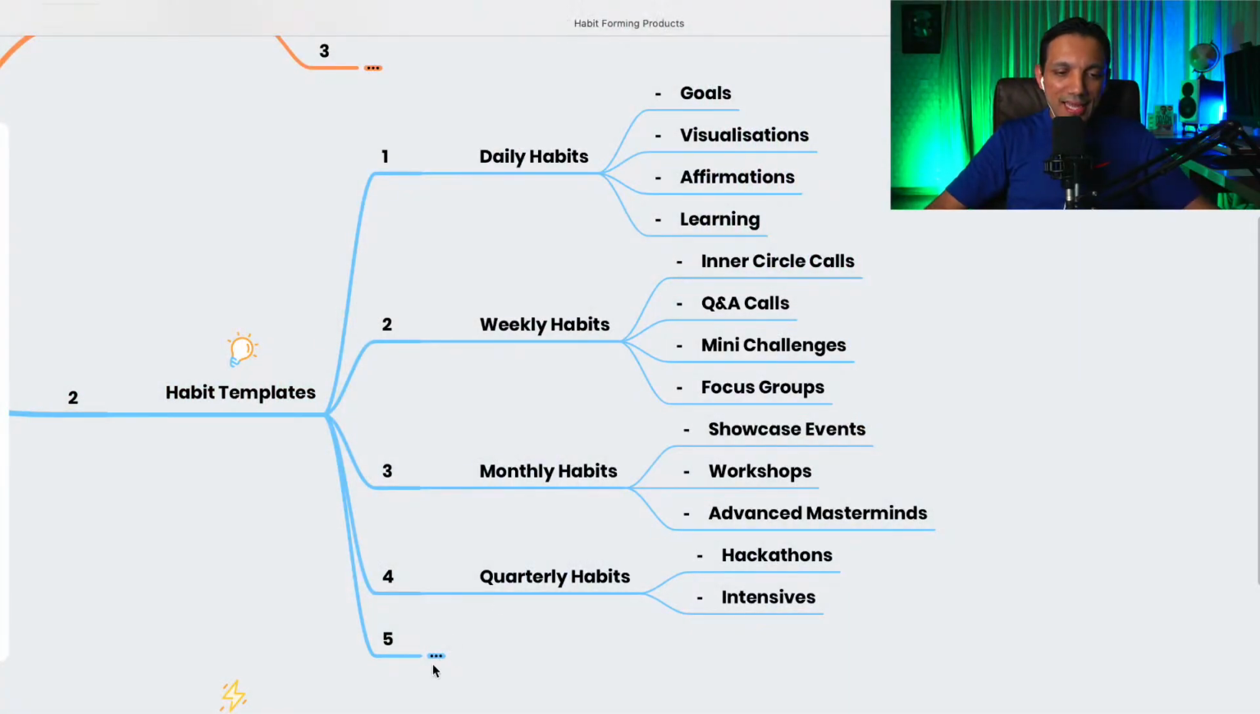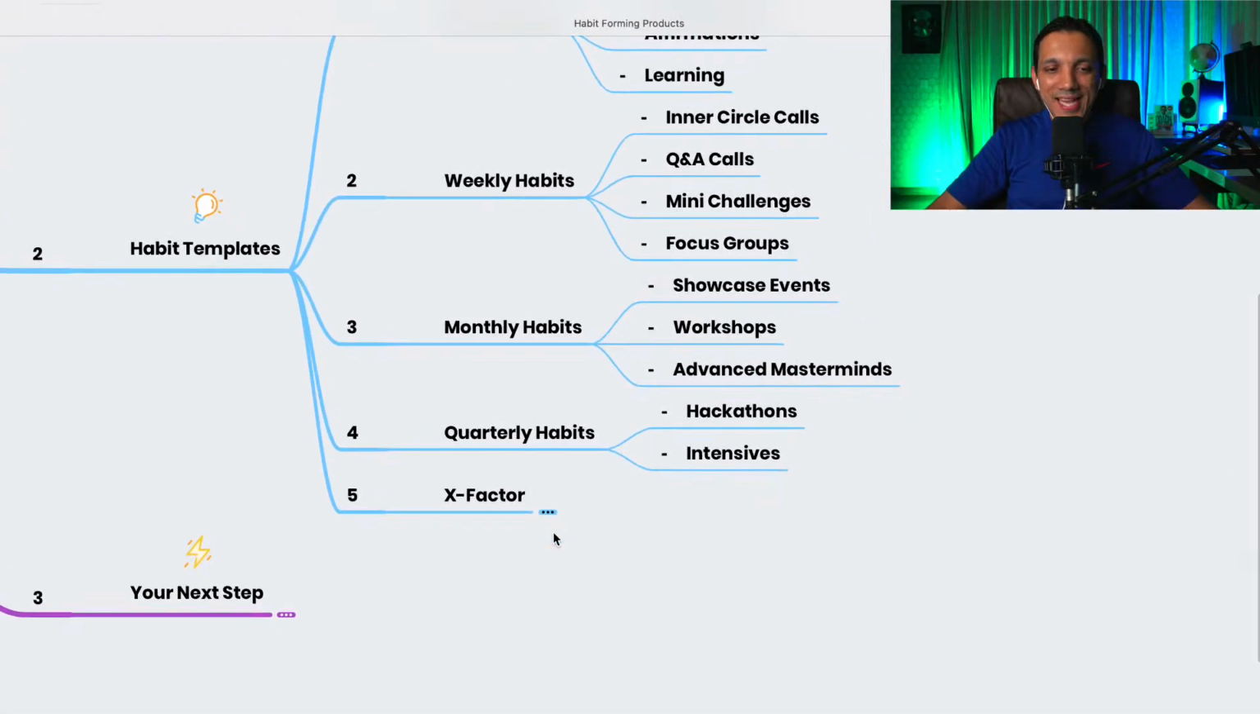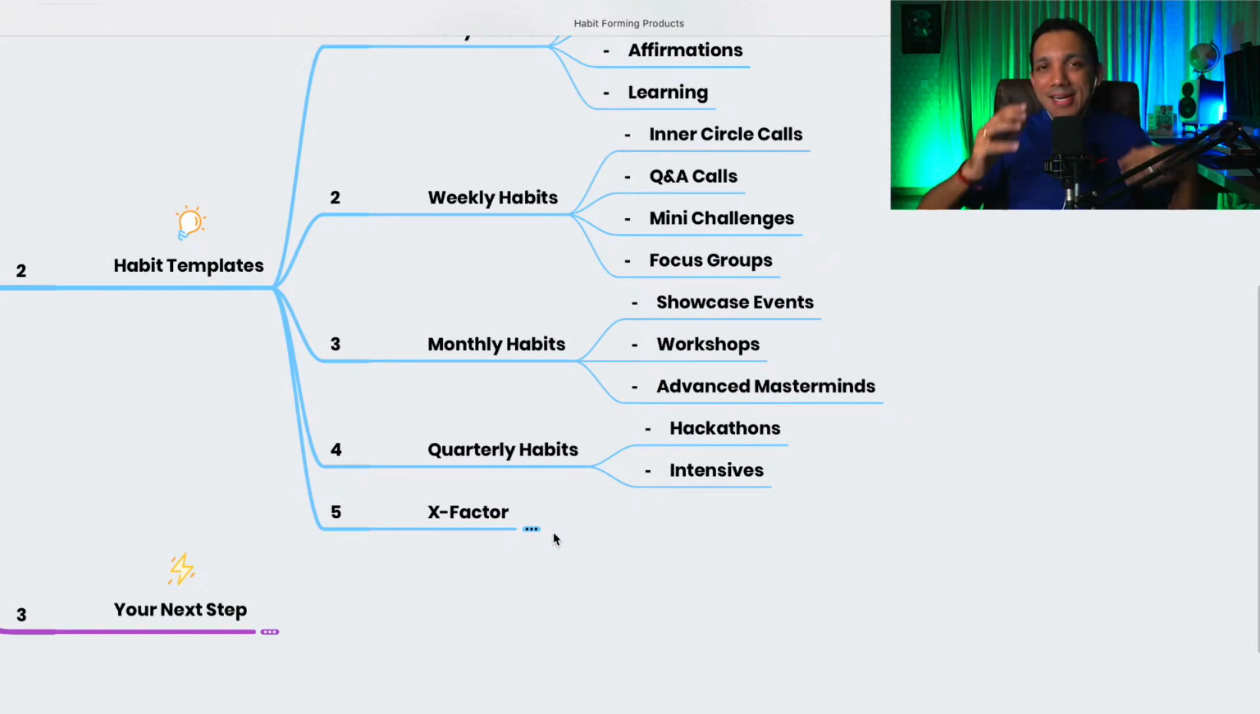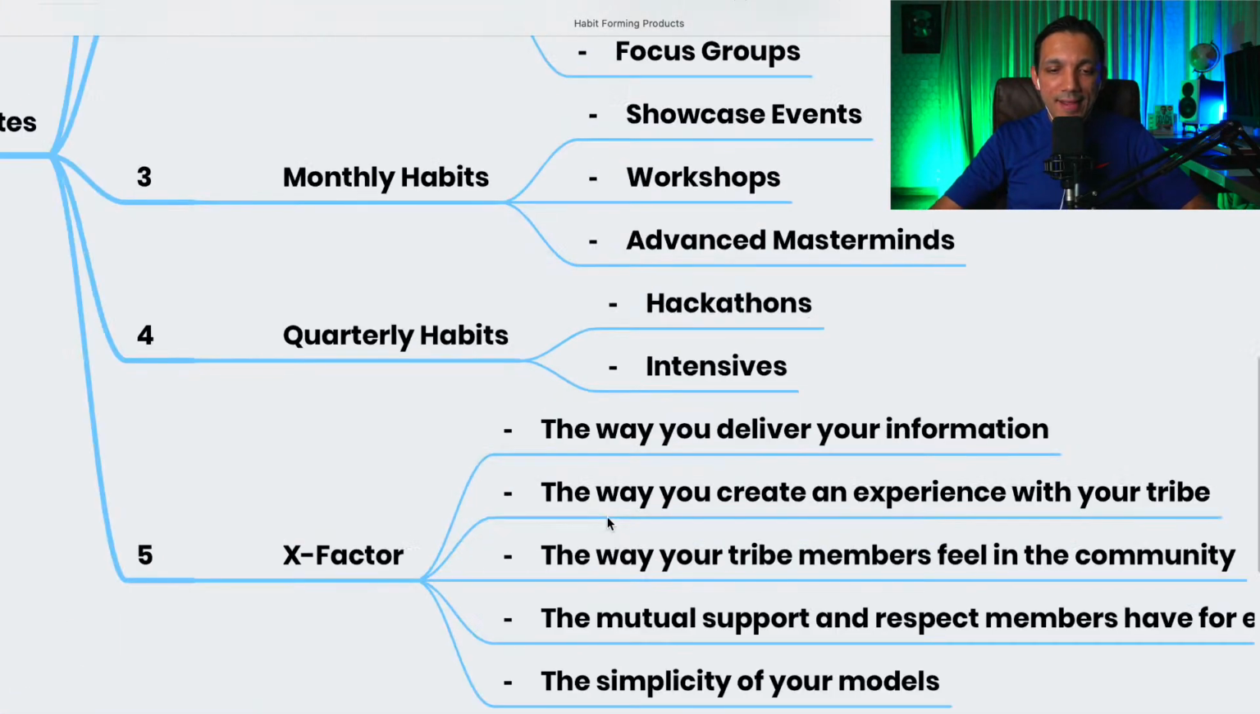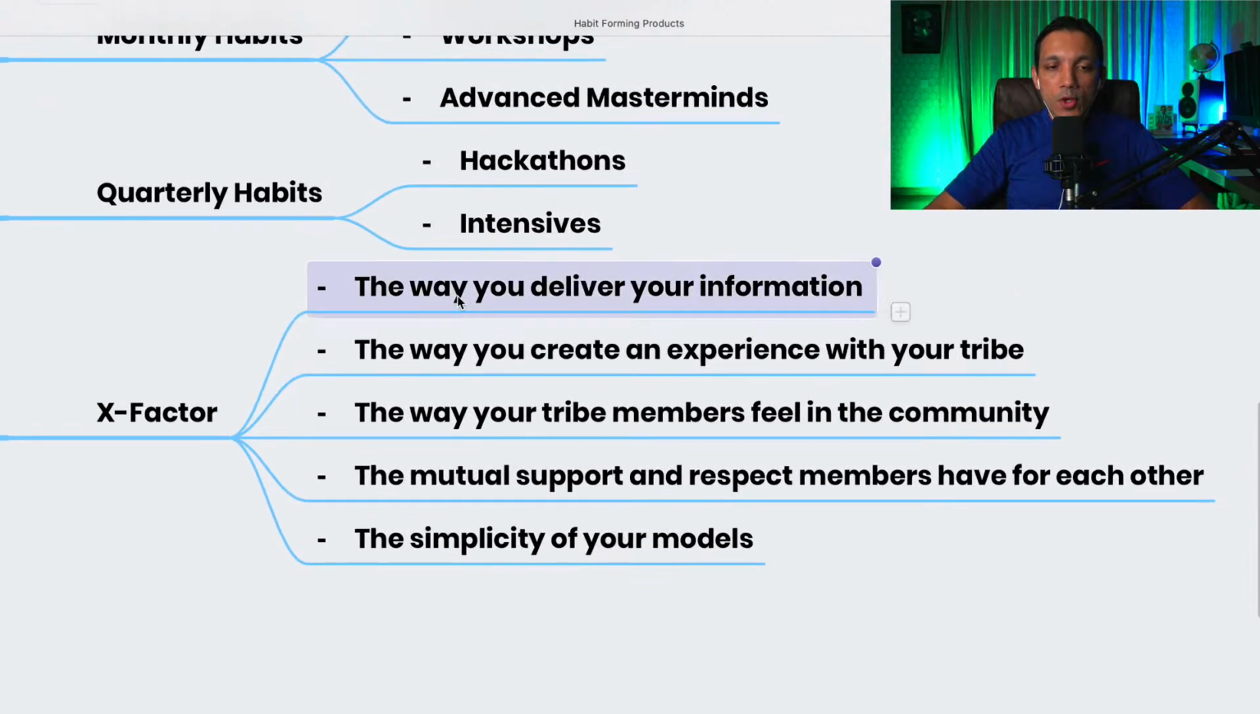Okay, now there's another concept, which is the X factor. The X factor is, if you want to generate a lot of results in your community, you want to help a lot of people get success with whatever you're teaching them, then you have to look at these 5 areas. Number 1 is the way that you deliver information. For example, the way that I'm delivering this information is using mind maps, and it's very engaging, and I'm also asking you to type in the comment box, and you're able to see the information in a very clear, crisp and well documented way.